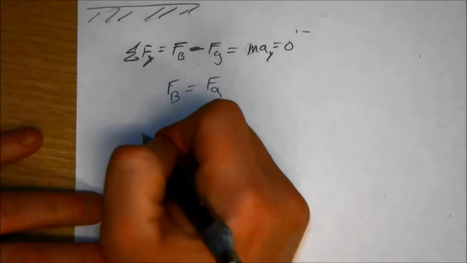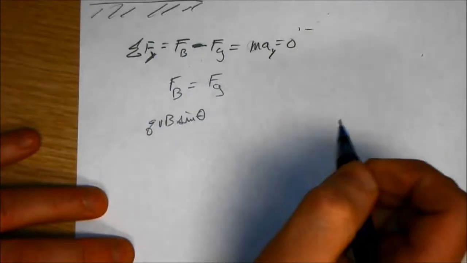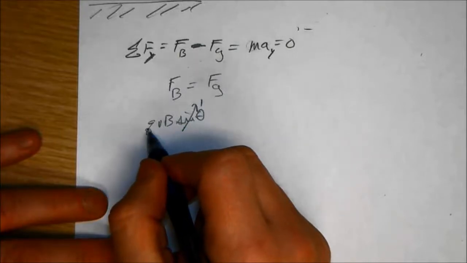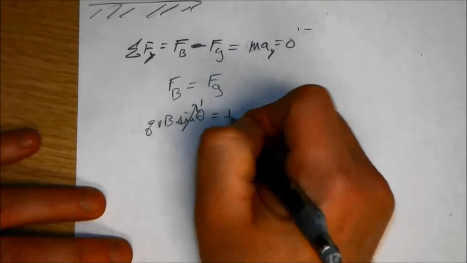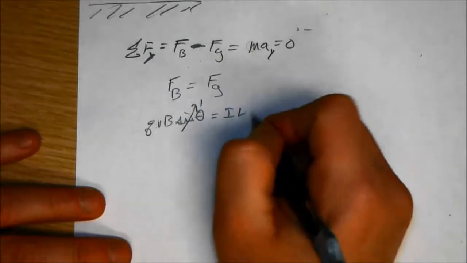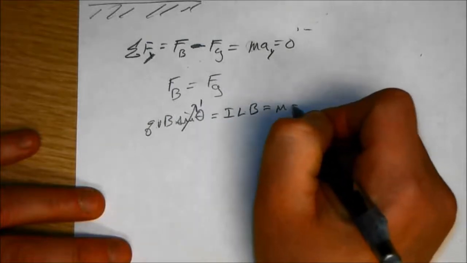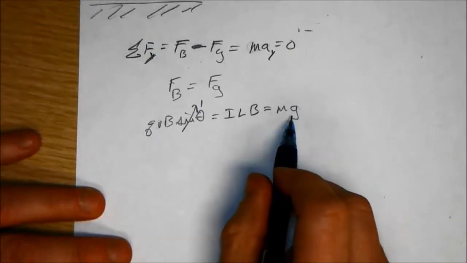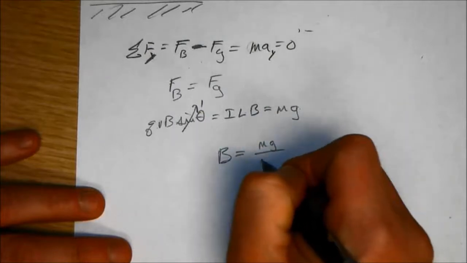The magnitude of the magnetic force is QvB sine of theta, but we know that everything's at right angles, so this is going to be 1. QV, that is coulombs times meters per second, is the same thing as IL, which is coulombs per second times meters. So if we have a current running through a wire, that is our expression. And this equals mass times gravity, the total mass of the wire times gravitational acceleration. So we need to solve for B, so that's mg over IL.